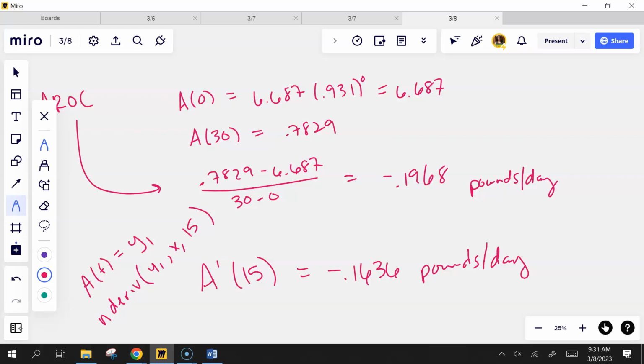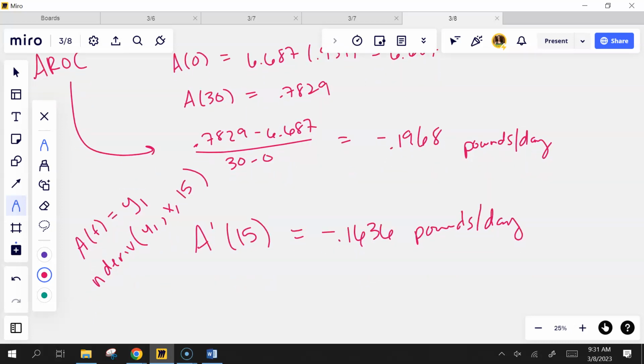All right, so notice you only get 1 point for that answer. But you also get a point for interpreting. So let's say you got the answer wrong, but you knew what the answer meant. I know, and this is where it's kind of tricky. On day 15, the grass is decomposing 0.1636 pounds per day. You have to say at that, because remember, this is rate of change at a specific time. So at time 15, the grass is decomposing at a rate of 0.1636 pounds per day.